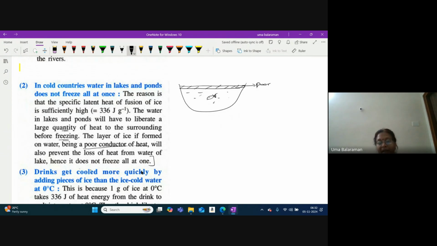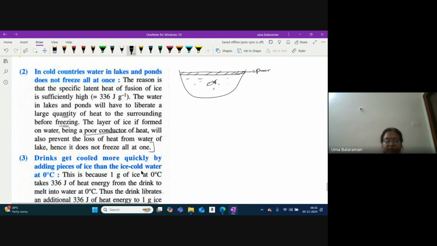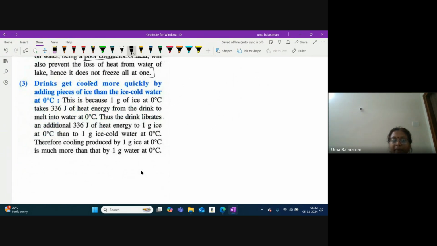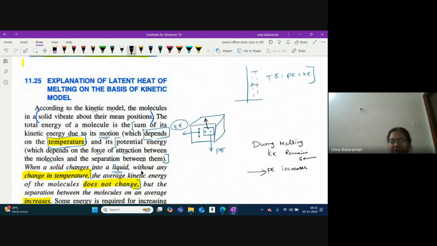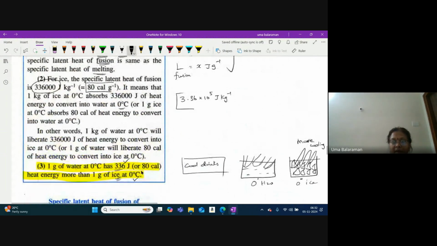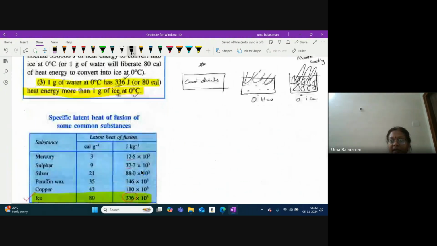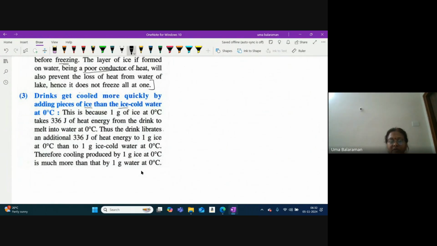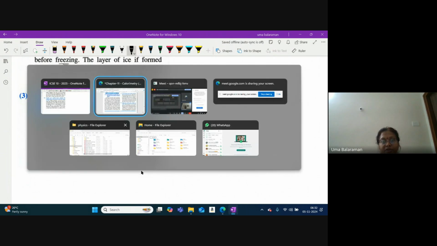So aquatic life is not frozen to death just because of high specific latent heat of water. So drinks get cooled more quickly by adding pieces of ice. Just now we studied that, right? That is a reasoning question. So this one that I mentioned: why do we have to store cool drinks in ice cubes rather than ice cold water? That's also because it takes 336 joules energy. Extra heat energy can be absorbed by ice cubes.